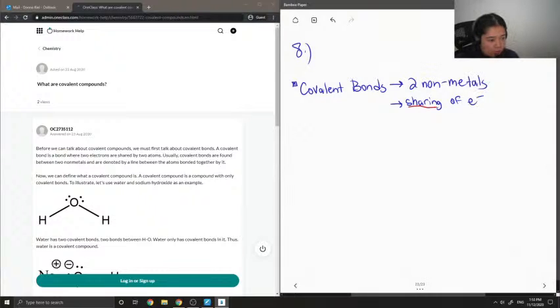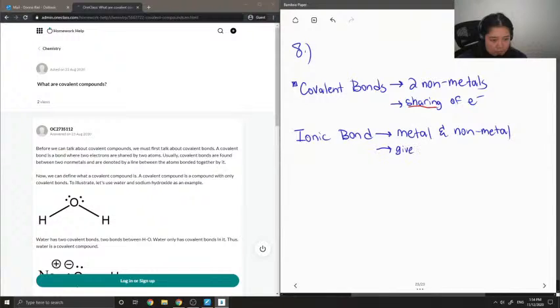So the opposite of a covalent bond is an ionic bond. So these types of bonds are formed between a metal and a nonmetal. And there is no sharing of electrons. It's pretty much a give and take of electrons. And this is what forms ions.